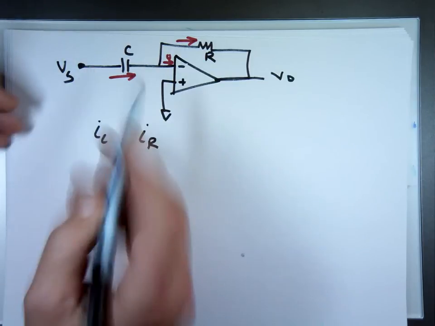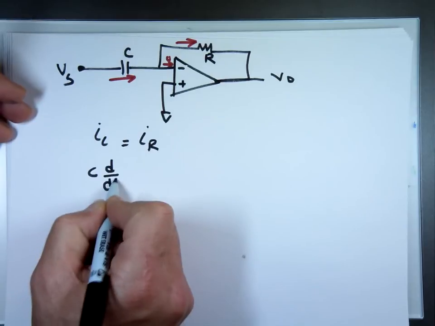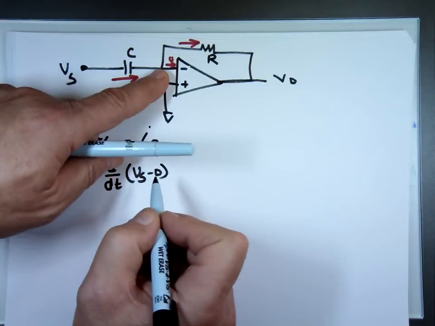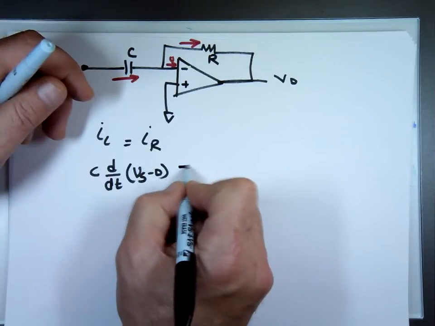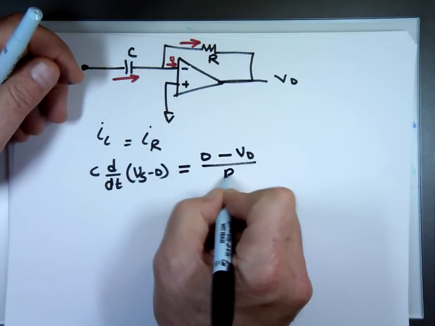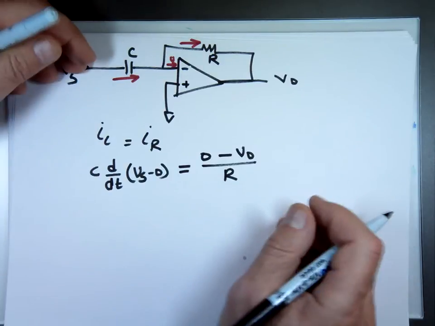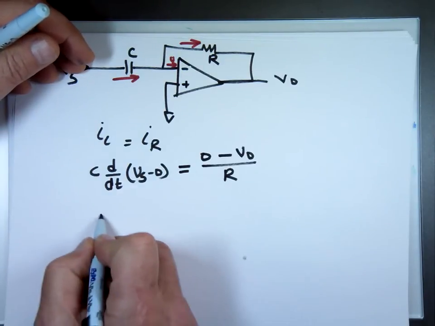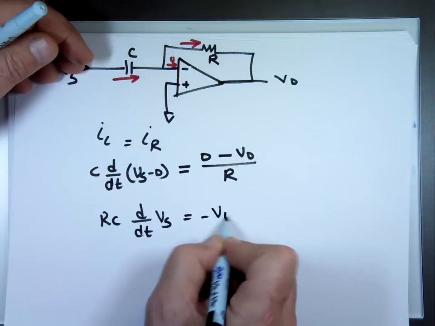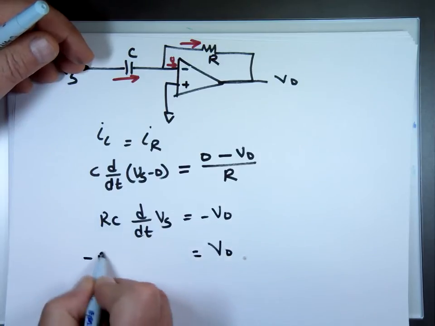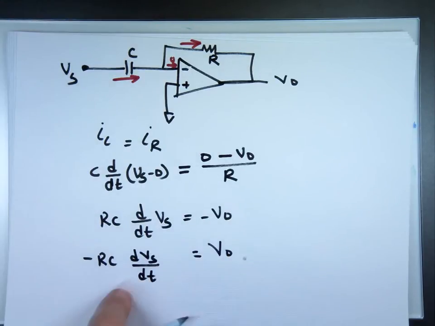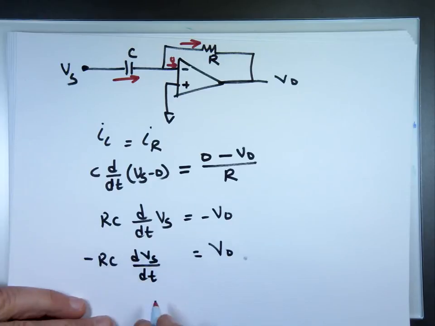I equals C d/dt of the voltage. What's the voltage across the capacitor? Isn't that Vs minus zero? Because that's a zero voltage here. What's I sub R? It's zero minus V out over R. Play with the math. RC d/dt Vs equals negative V out, or V out equals what? Negative RC, the derivative. So now this circuit, the output is the derivative. We call that a differentiator.